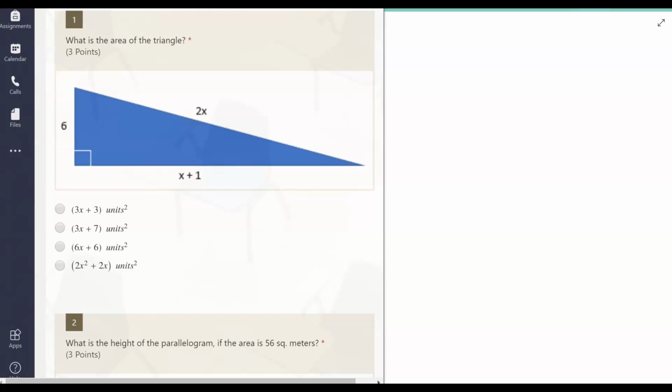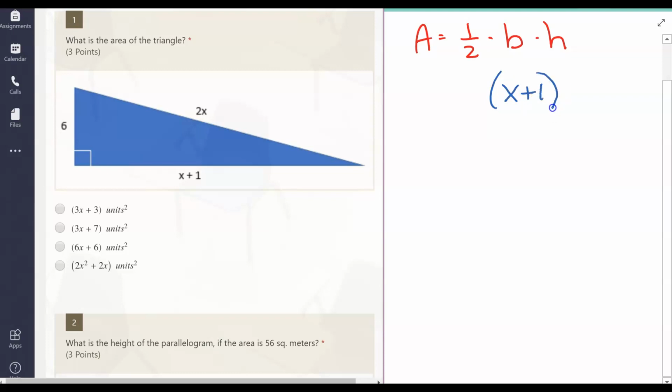So for this first one, what's the area of a triangle? Well, I want the area to be half the measure of the base times the height, or base times height divided by 2. Base and height will always be perpendicular to each other. And since this is a right triangle, I have two sides that are perpendicular. If I make x plus 1 my base, the height, how tall the triangle extends from that base, is 6.